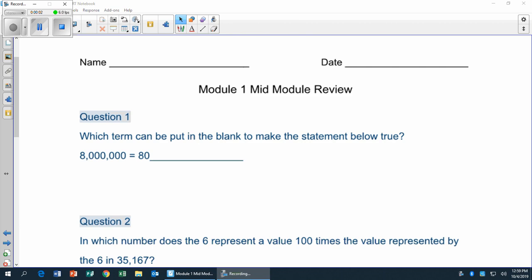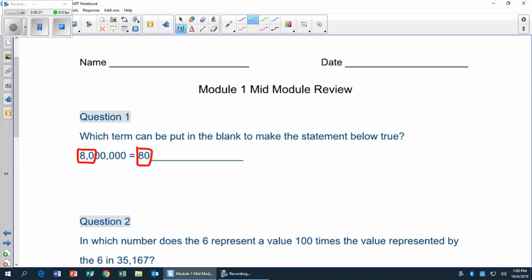This is the mid-module review for Module 1. The first question asks which term can be put in the blank to make the statement below true. So we're going to box this number on the right, and we see that it is an 80. So we're going to box out the same number in the 8 million.